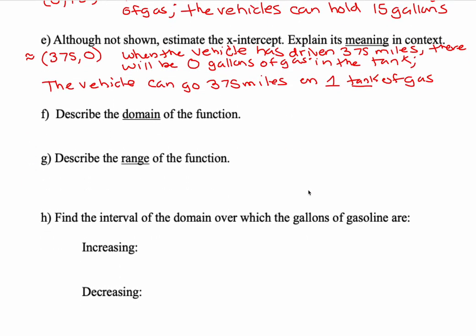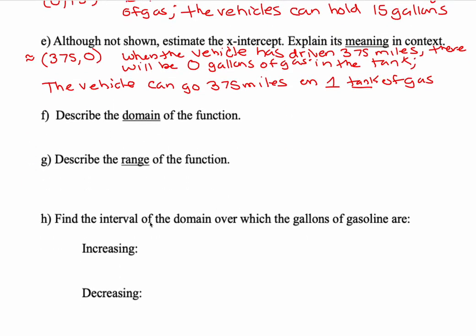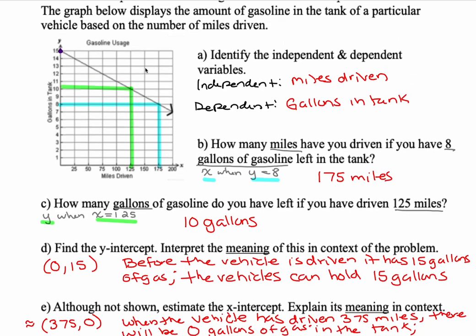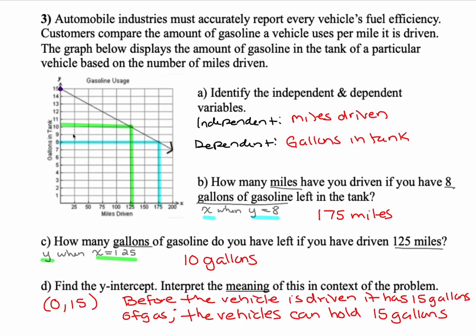Okay, so the next questions are asking for the domain and the range, and the interval of the domain over which the gallons of gasoline are increasing and decreasing. So if we look at our graph, we're going to look at our domain and range. Domain are the x values and the range is the y values of the function graph scenario. So remember that this graph does have a scenario attached with it. And we know that we cannot have negative gallons of gas. We also cannot go above 15 gallons of gas.